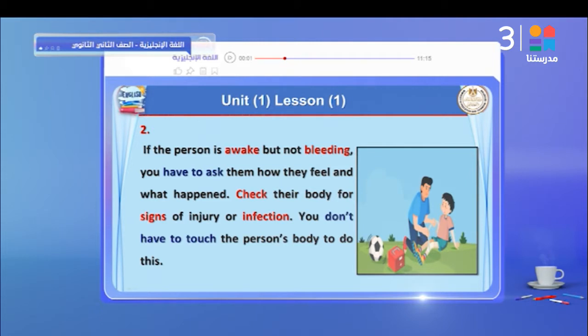If the person is awake, we know the meaning of the word awake, of course. It comes from the verb wake up. So when I say the person is awake, it means the adjective describing the person. Okay? Awake, alert. But not bleeding. Bleeding: when you have a cut, there is some bleeding that may go out. So bleeding is the blood coming out.